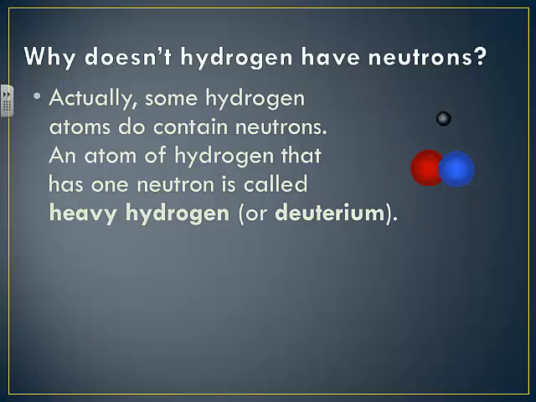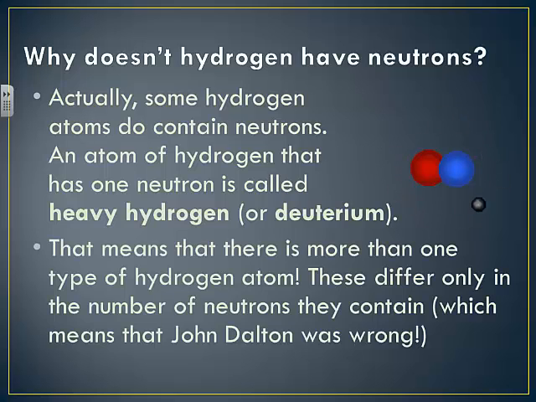Another term for it is deuterium. So that means that there's more than 1 type of hydrogen atom. Actually, there are 3. These differ only in the number of neutrons they contain. But if we think back to our story of the development of the theory of an atom, we know that John Dalton said that atoms of the same element are all identical. Now we know he didn't have everything right. John Dalton was wrong about that fact.